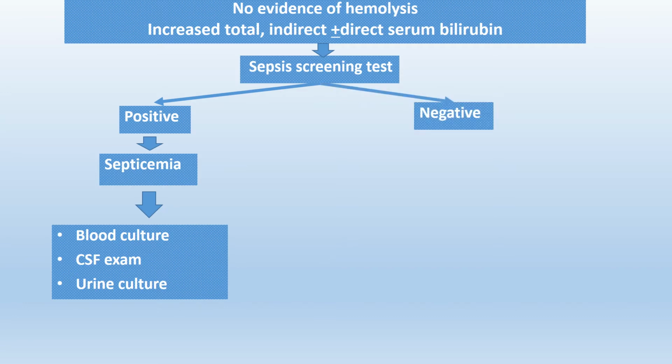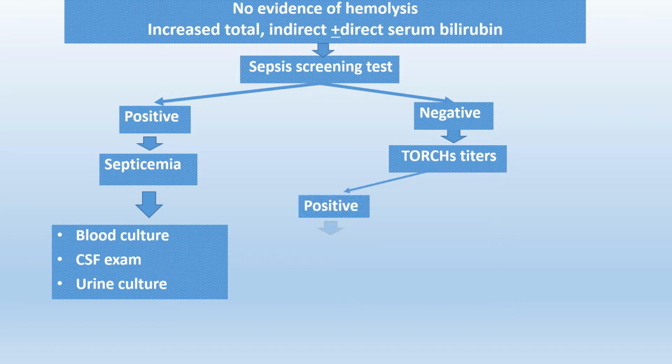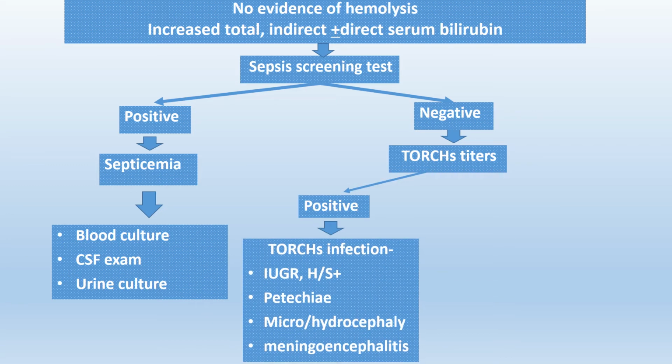If the sepsis screening tests and the confirmatory tests are negative, then you have to send the TORCH titer. So TORCH group of infection is generally associated with pathological jaundice. If TORCH titer is positive and the child is also having all the symptoms of the TORCH group of infection, for example IUGR, hepatosplenomegaly, petechiae, microcephaly or hydrocephaly, meningoencephalitis, then it is due to TORCH group of infection.